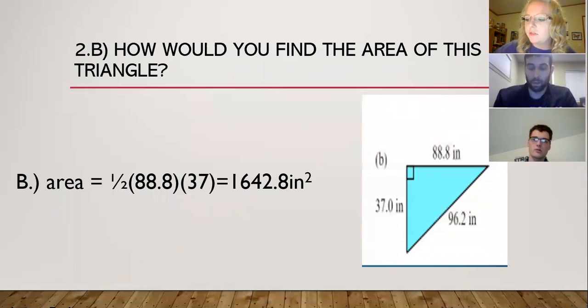All right, Jerry, how would you find the area of this triangle? You do the simple equation of 1/2 base times height. Except the base is at the top of your picture, which is the 88.8 inches, and the height is over there on the side, which is the 37 inches, and that should come out to 1,642.8 inches squared. Thank you. You did wonderful.